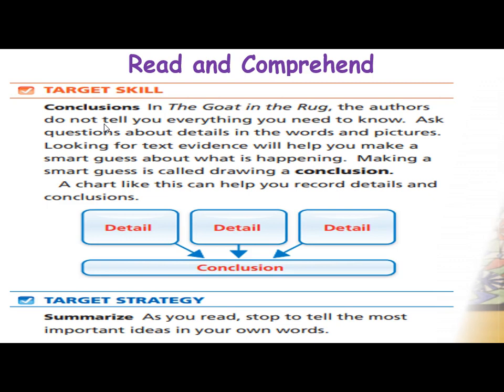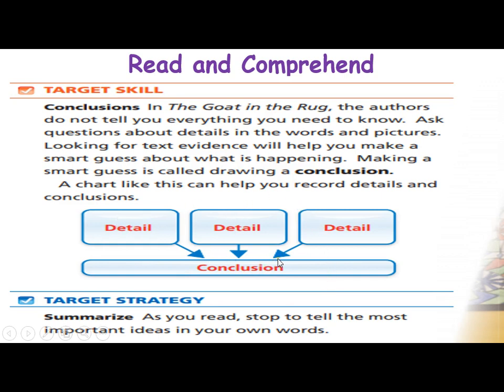How do we make conclusions? We collect details from every page, everything we read, from words and pictures. We collect these details and combine them to make one final conclusion. The author will not tell you everything that is going on in the story. He will leave bits and pieces that are not told, so the reader will use their imagination to make conclusions out of details.